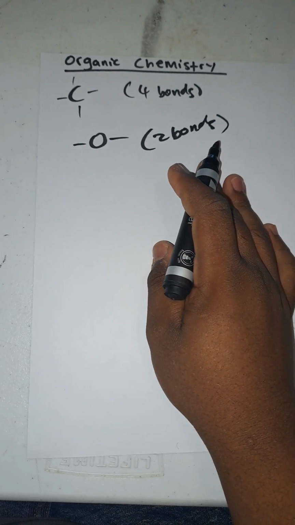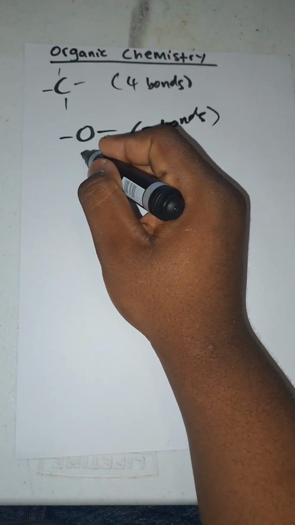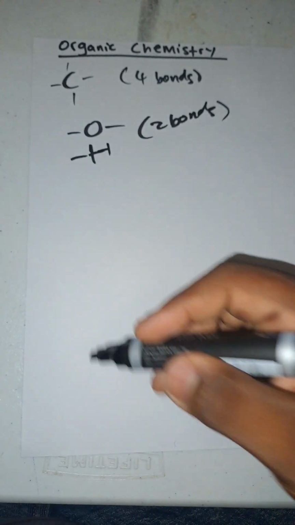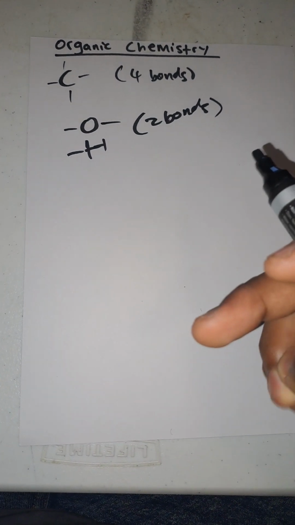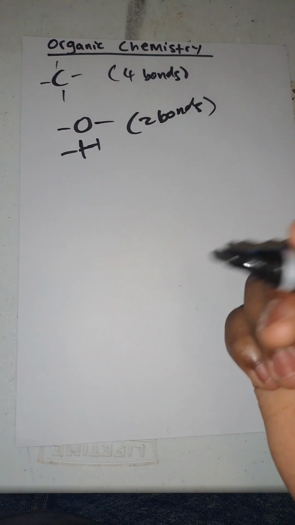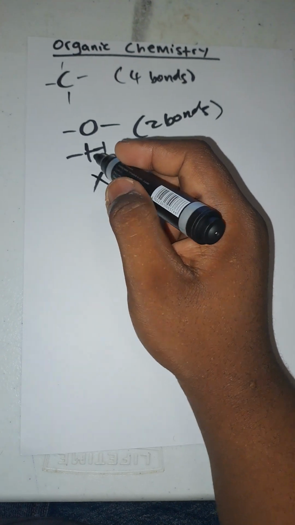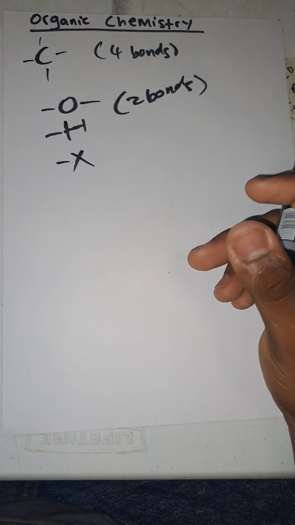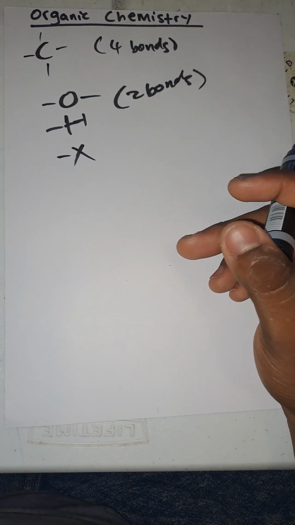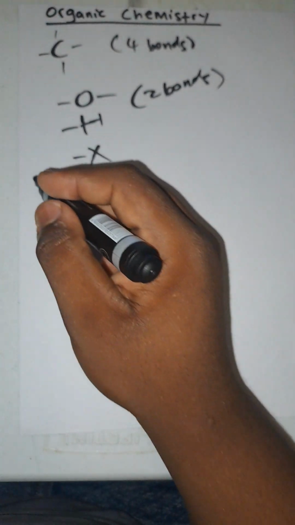The next one is hydrogen. Hydrogen is always attached to exactly 1 bond. The last one is a halogen. A halogen is attached to exactly 1 bond, and in chemistry a halogen is denoted by the letter X. Is it fine, guys? Without wasting time, let's continue.